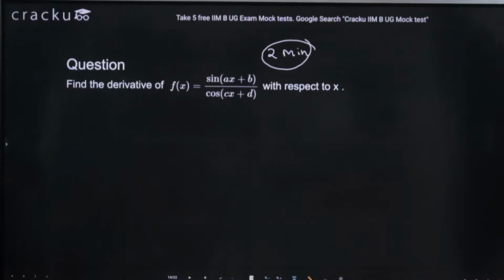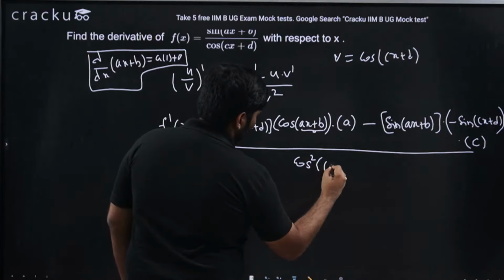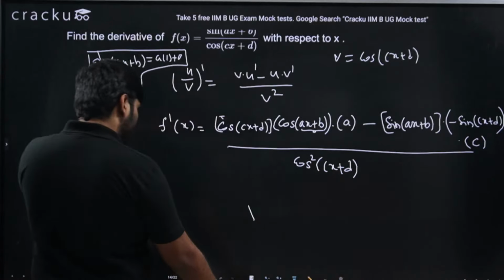So what is v dash? V dash would be minus sine, because cos theta differentiation is minus sine theta, minus sine of cx plus d. But again, we should be differentiating the thing which is inside, that is the differentiation of cx plus d, which is c, into c. This whole thing divided by v square, that is cos square of cx plus d. This is how we have to solve the u by v.